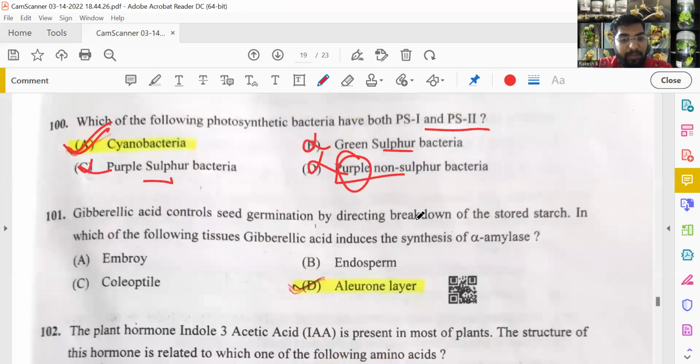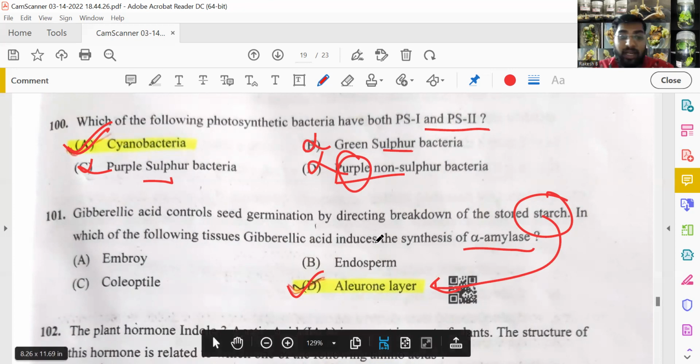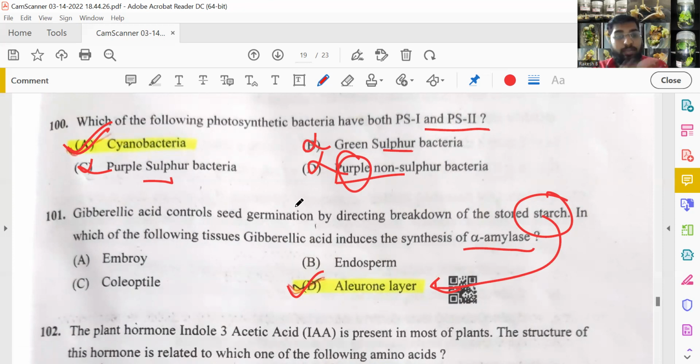Gibberellic acid controls seed germination by breaking down of starch. So it induces the alpha amylase in which region of the seed they're asking. So they've given you the direct clue in the stored starch. Where is starch stored? Starch is stored in the aleurone layer. So aleurone layer is the right answer. This is how you have to apply. See, so many concepts you can't study. So based on some basic concepts, you can answer certain questions. So those are some of the tricks that you can use to answer such multiple choice questions. You don't have to study the entire syllabus. If you're thorough with the basic concepts, you can answer it.